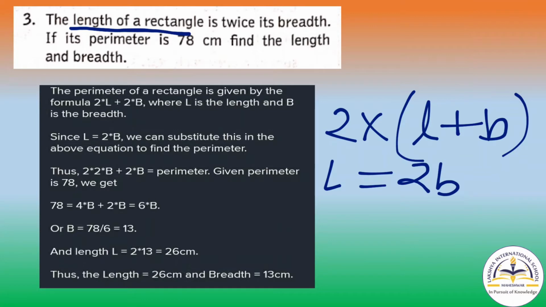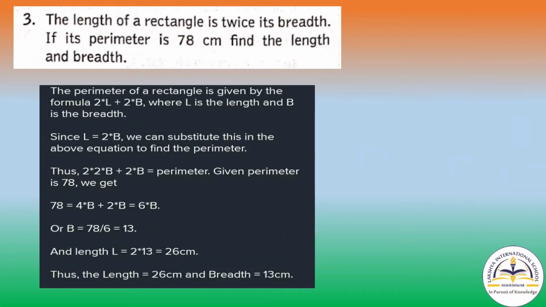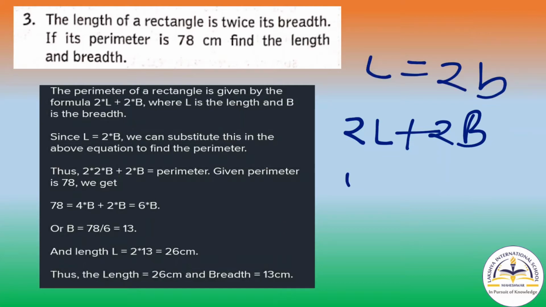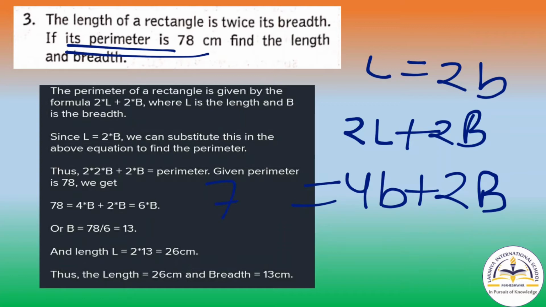L equals 2B, it is given in the question. You can read the first line: length of the rectangle is twice its breadth. So twice its breadth, that is L equals 2B. Now we have to put this in the formula, that is 2L plus 2B. It means in the place of L we can write 2B. It means 4B plus 2B equals the perimeter, that is 78.